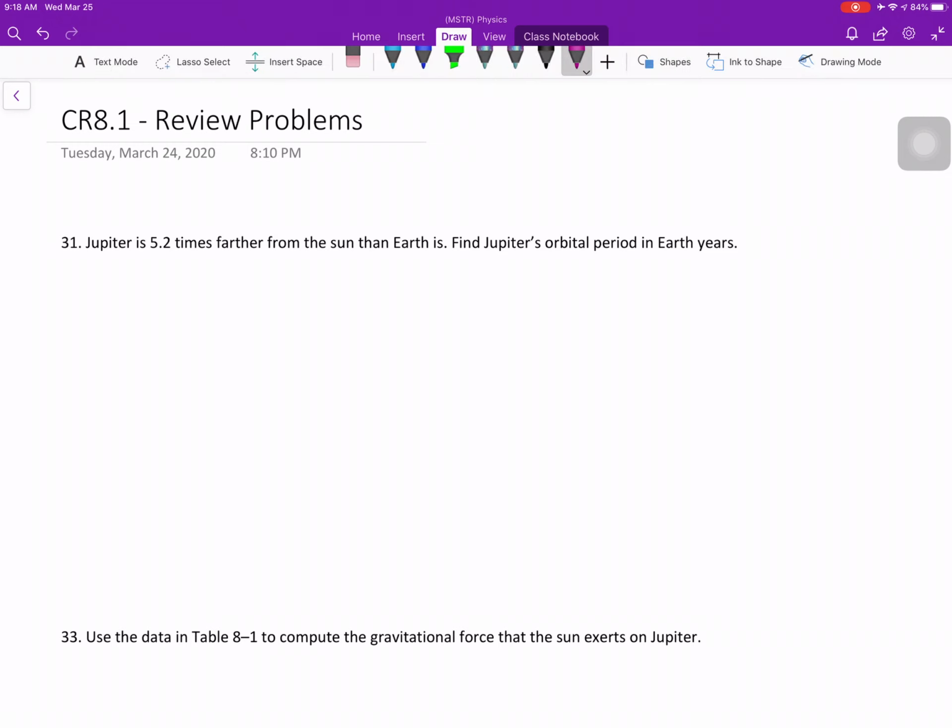And so the first thing, as always, read the question aloud with your pen down, that Jupiter is 5.2 times farther from the sun than Earth is. Find Jupiter's orbital period. So first thing I want to focus on is that Jupiter is 5 times farther from the sun than Earth. And what we're looking for is Jupiter's orbital period. And a key factor that they do to help you is in Earth years. And I will show you where that kind of comes into play.